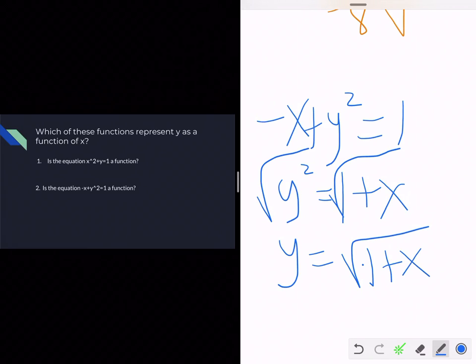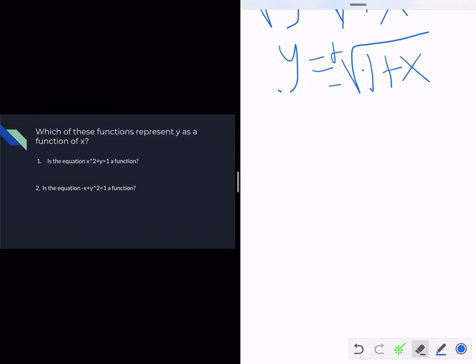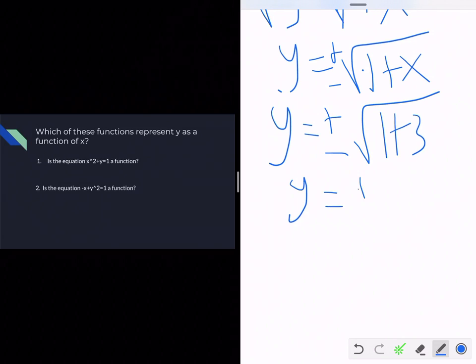Since you take the square root of a variable, it can be the positive or negative square root. In this case, if x again equals 3, you have y equals plus or minus the square root of 1 plus 3, or y equals plus or minus 2. And since for one x value there are two possible y values, it cannot be a function, so no.